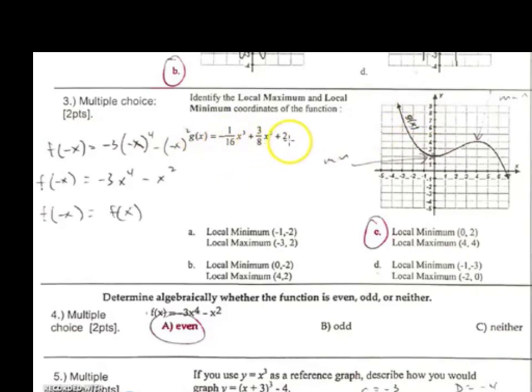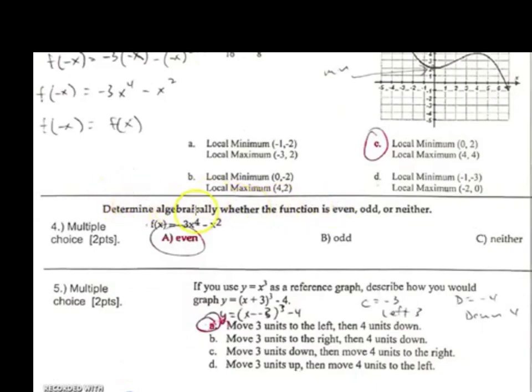That's a negative. Positive 2 right there as my y-intercept, because you put in 0 and everything else goes to 0, and then you're left with 2. So here I have a local minimum. That's the ordered pair: x value is 0 and then y value 2. And then local maximum right 4, up 4. And that'll be choice C.